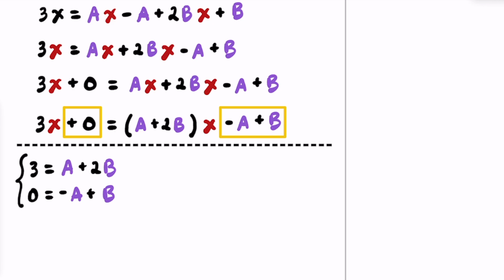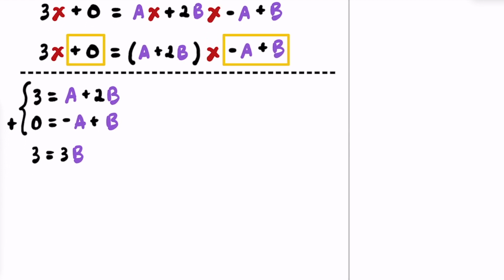Now, I really like this a and negative a here, so we can go ahead and add these two equations and eliminate the a's. So 3 plus 0 is going to be 3, and on the right side, that 2b plus 1b is going to be 3b. And if we go ahead and divide this equation of 3 is equal to 3b, divide both sides by 3, we're going to see here that b is going to equal 1.